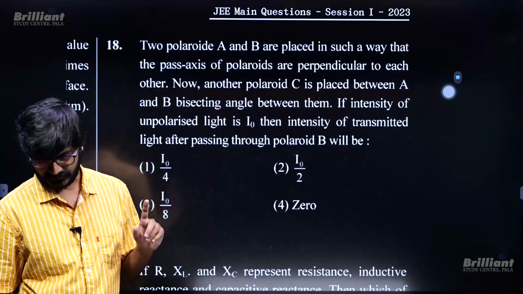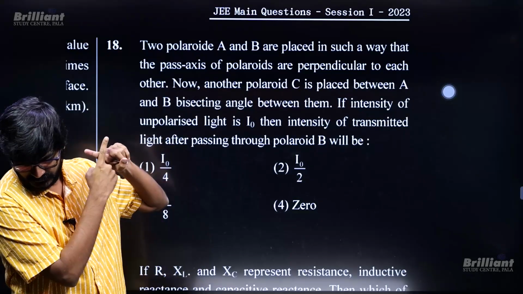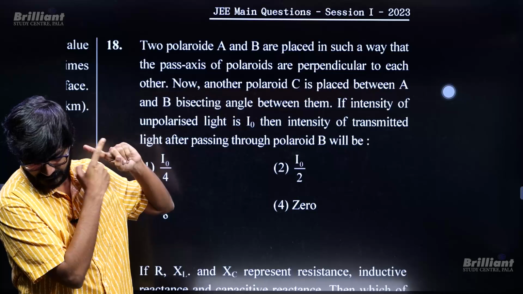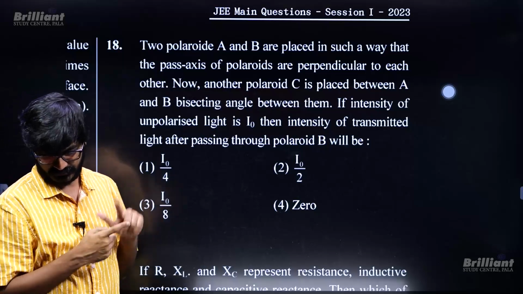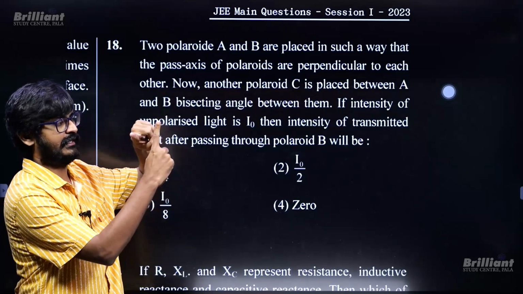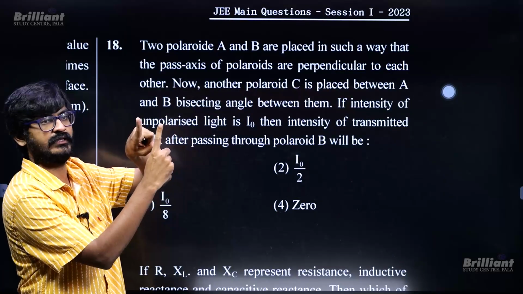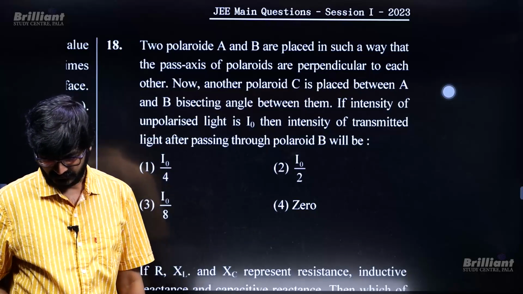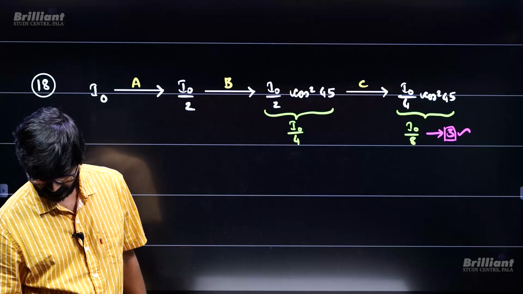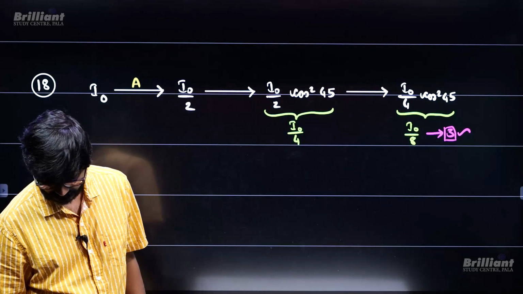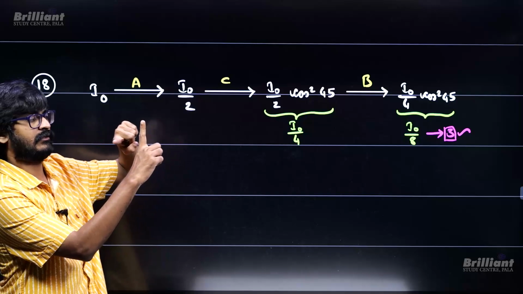Two polaroids A and B are placed such that the pass axes are perpendicular, so the angle is 90 degrees. Now another polaroid C is placed between A and B, bisecting the angle between them. The intensity of unpolarized light is I naught. A and B are at an angle of 90 degrees, and you are putting C in between, which makes 45 degrees. So the angle between A and C is 45 degrees, and between C and B is 45 degrees. What will happen to the unpolarized light when you pass it? A is there, B is there, and now you kept C in between.